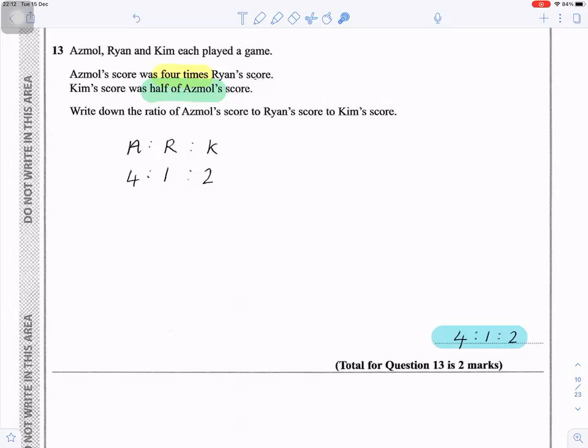Let's start with Ryan, because if Ryan's score is 1, Asmol's score is 4 times 1, which is 4, because it is 4 times. And Kim's score is half of Asmol's, and half of 4 is 2. So that gives 4 is to 1 is to 2. 4 is to 1 is to 2 as the ratio.